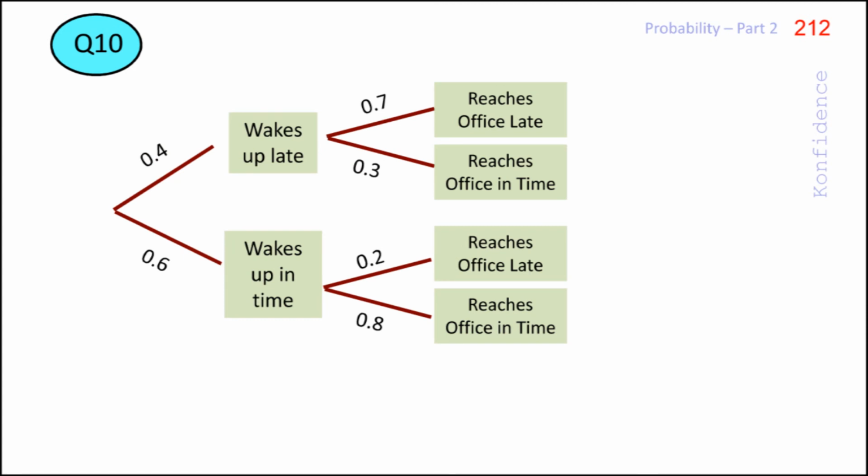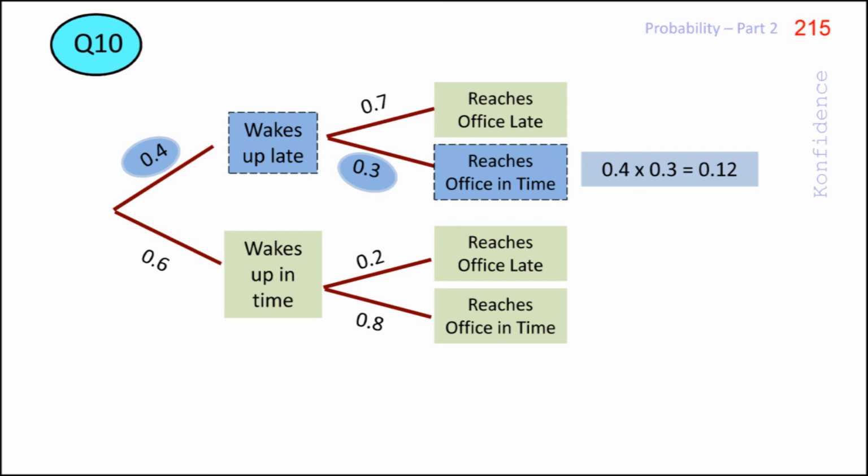The joint probability of Miss Renu waking up late and reaching the office in time will be equal to probability that she wakes up late multiplied by conditional probability that Renu reaches the office in time given that she wakes up late. Hope you remember the joint probability relation that we learned earlier in case of dependent events. This is simply that. From the diagram, this can be obtained directly by multiplying the probability values along the path shown in blue in the slide.